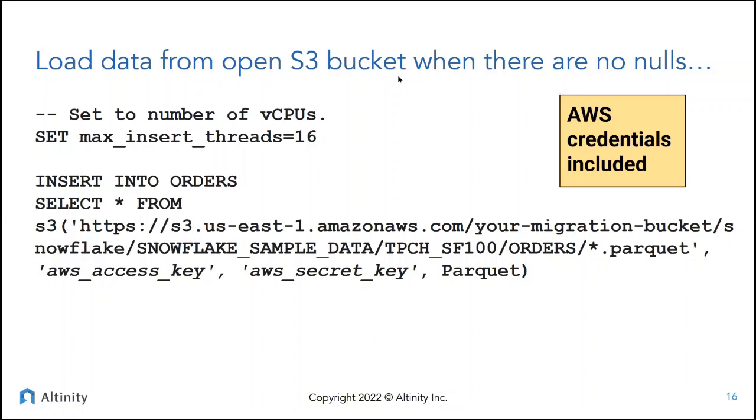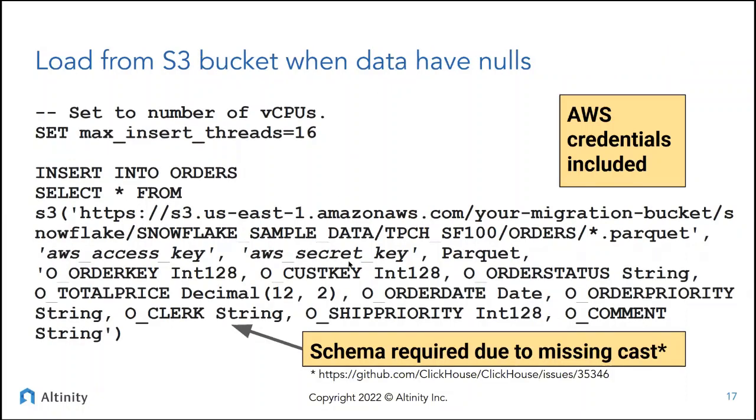So this is the command you use when there are no nulls in your data. It turns out that due to an issue with reading Parquet in ClickHouse that is logged as an issue and will eventually get fixed, if you have nulls, the S3 function isn't able to cast the data correctly. So it will kind of spit at you and say, hey, I can't read this nullable data that I'm seeing out on Parquet. I can't read it into non-null data because it just doesn't know what to do with it.